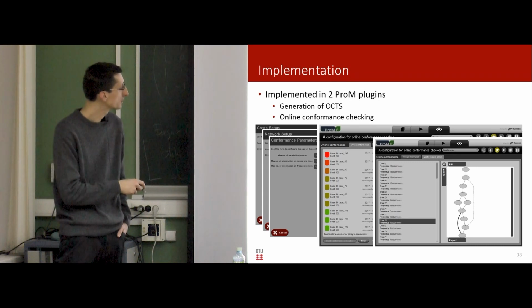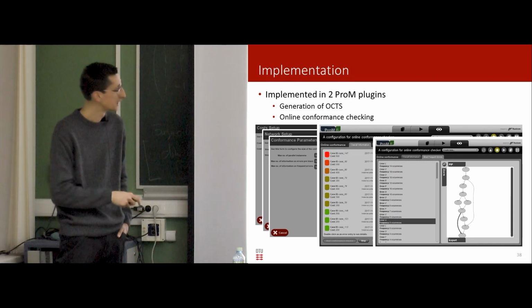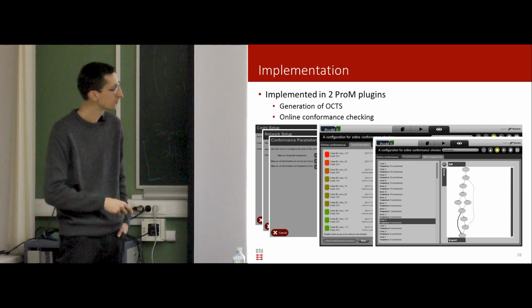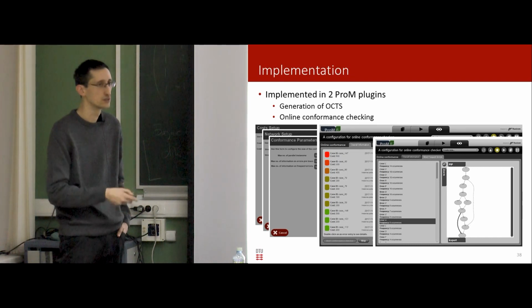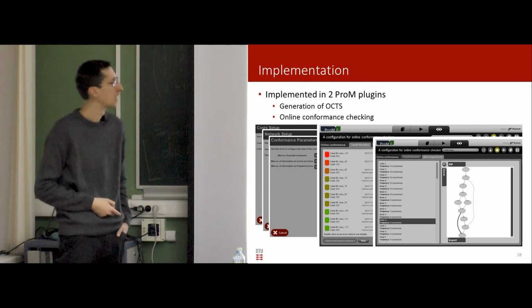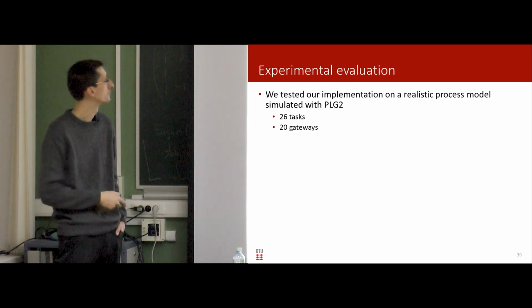And if you double-click on one, you can actually see the reference transition system, and you can highlight the specific deviation. This can be useful to investigate why a given deviation occurred.